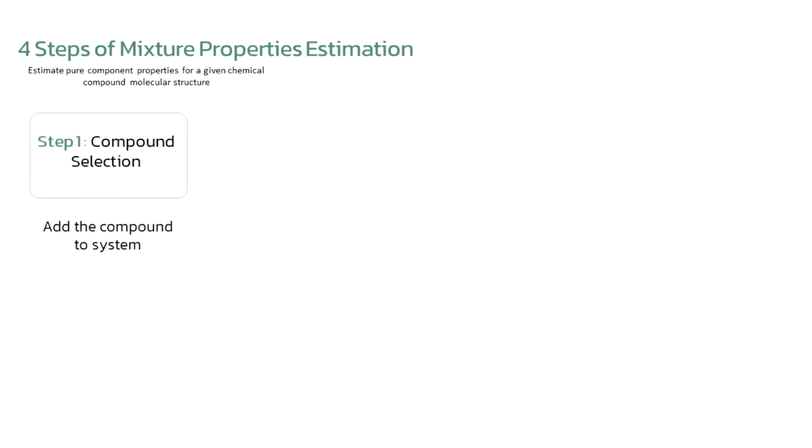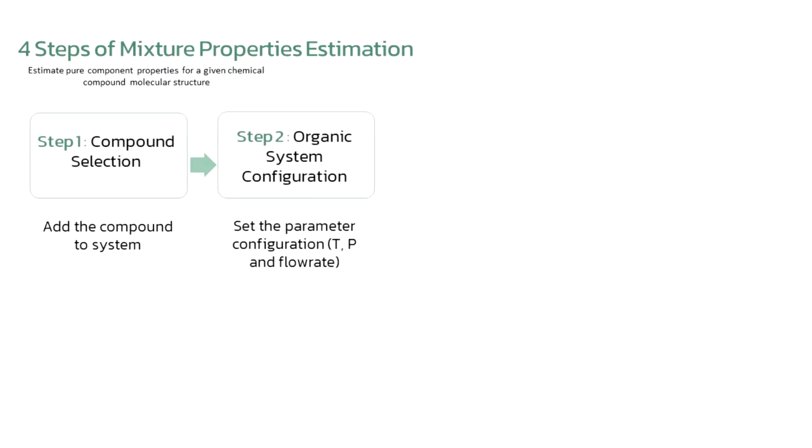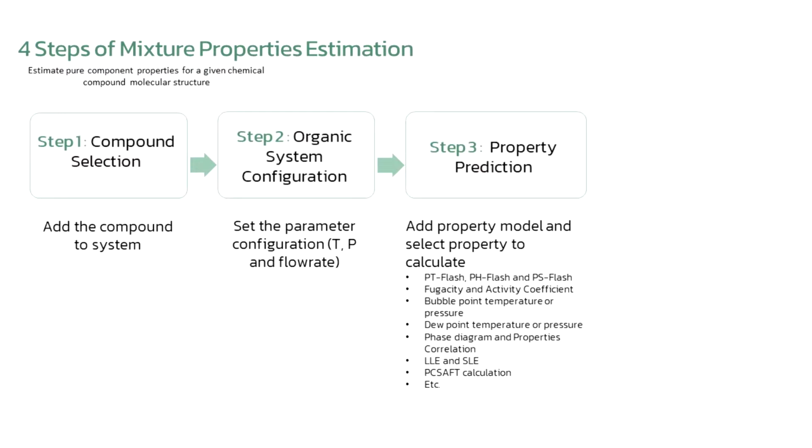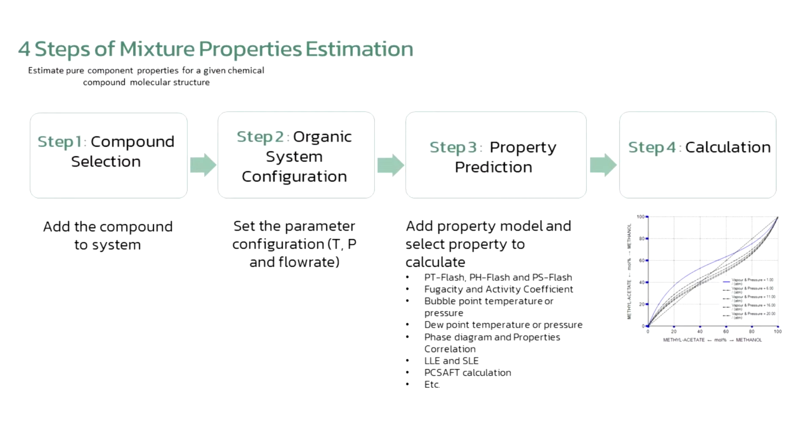The 4 steps required for the mixture estimation are: first, the compound selection, by adding the compounds in the system. Next, define the condition of the organic system by giving the temperature, the pressure, and the flow rate of the compounds present in the mixture. Next, do the property estimation by selecting the property or the property functions of interest, such as the pressure-temperature flash, the bubble point, the dew point, the VLE, LLE, or SLE. And the final step is to calculate and verify the result obtained. Now, the demonstration of mixture property estimation through ProCAPE will be started.